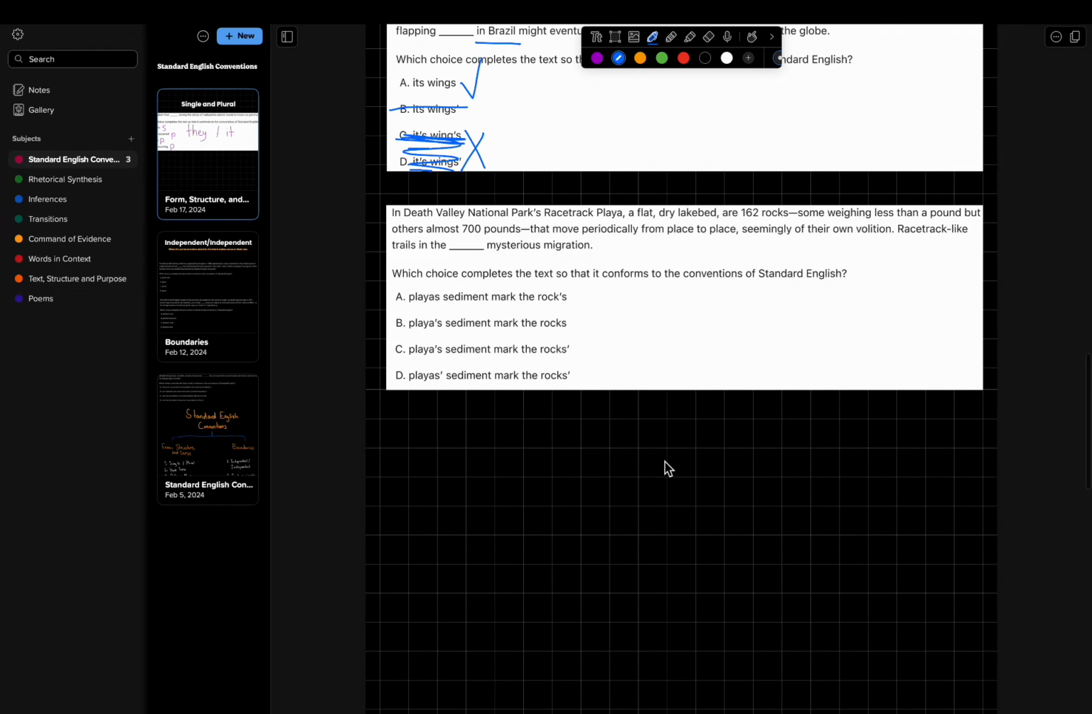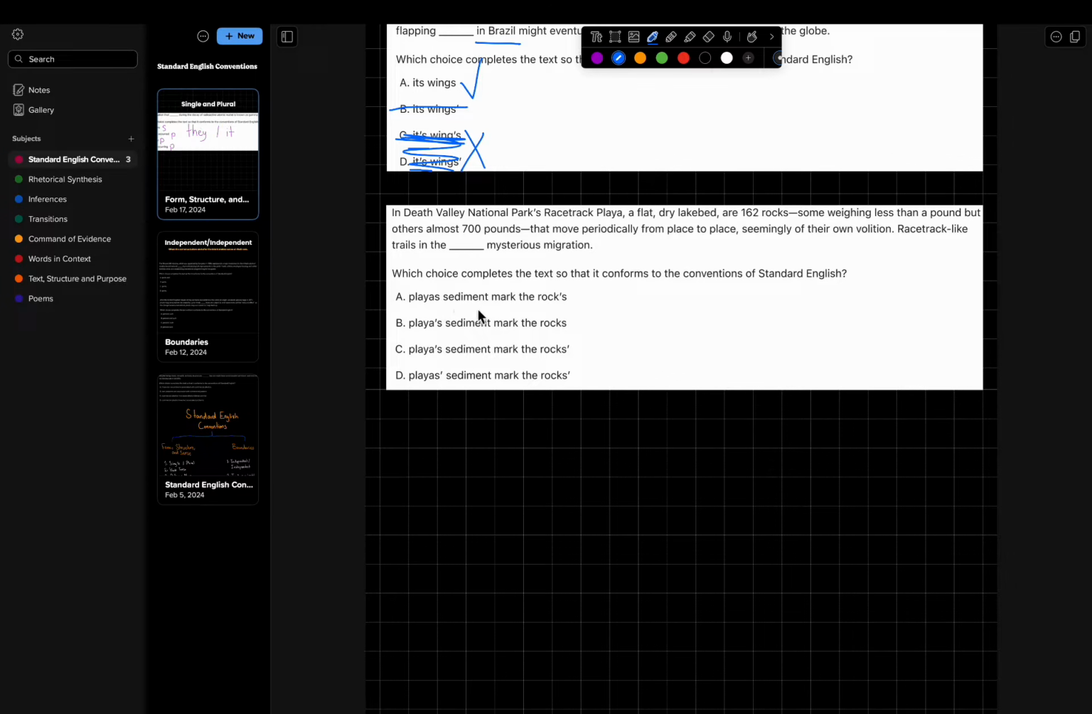Let's look at another example. In Death Valley National Park's racetrack playa, a flat, dry lake bed, are 162 rocks, some weighing less than a pound but others almost 700 pounds, that move periodically from place to place, seemingly of their own volition. Racetrack-like trails in the playa sediment mark the rock's mysterious migration.